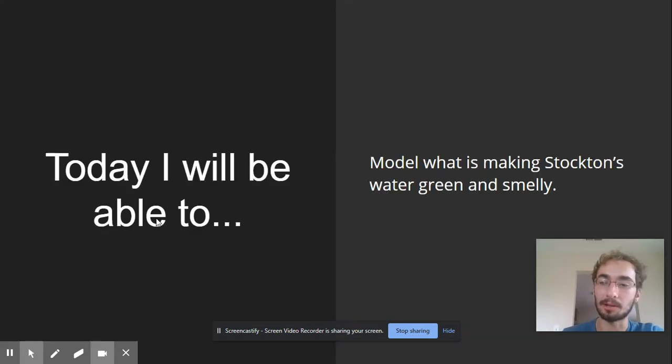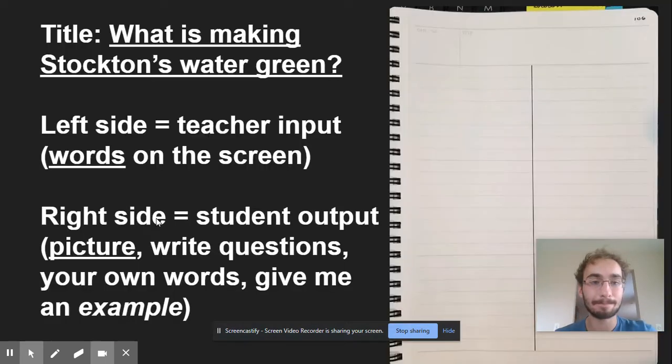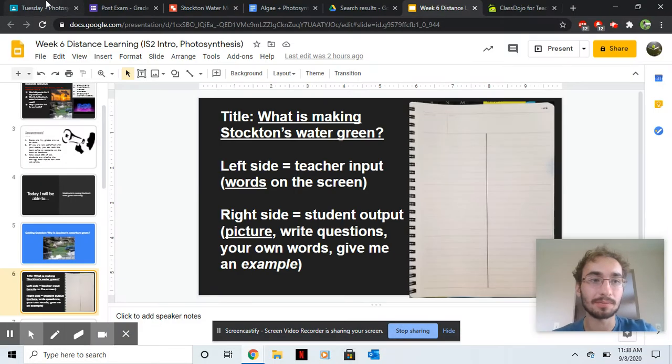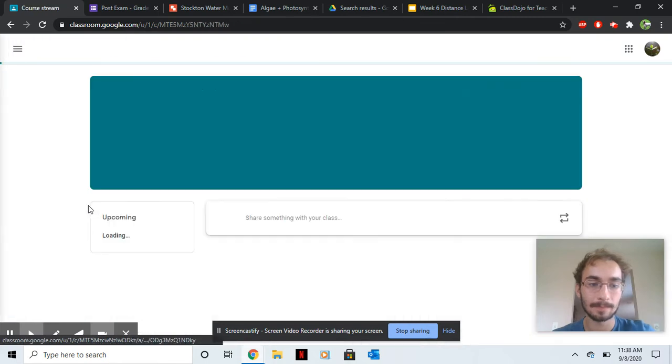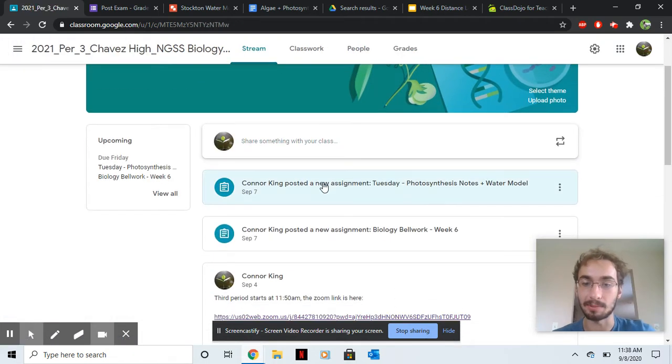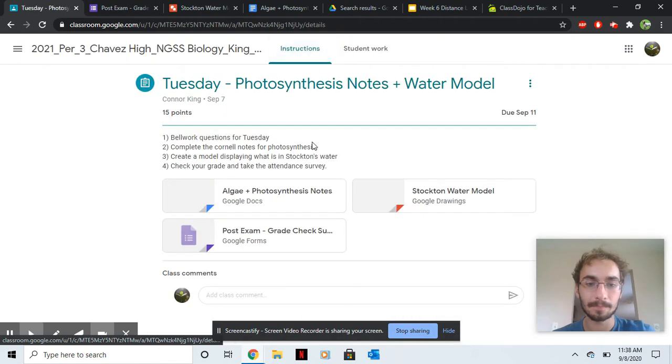Today, we're going to be making a model of what is making Stockton's water green and smelly. And that's what we're going to try and figure out an answer for by the end of the day. So first, go to classwork and go to the Tuesday assignment, photosynthesis notes plus water model. And it's right here.